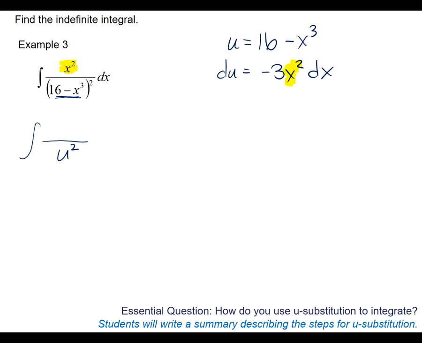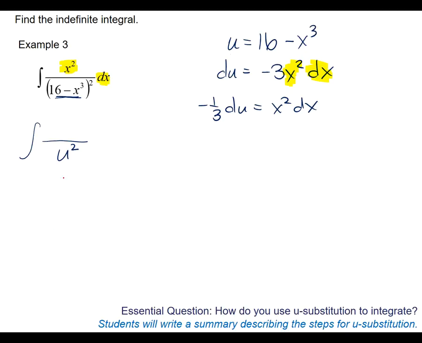So what I'm really going to do is I see these two pieces here, right? What I don't see is the -3. So I'm going to move that -3 to the other side. Okay, so let's do that. So when I divide that over, I would get -1/3 du equals x squared dx.